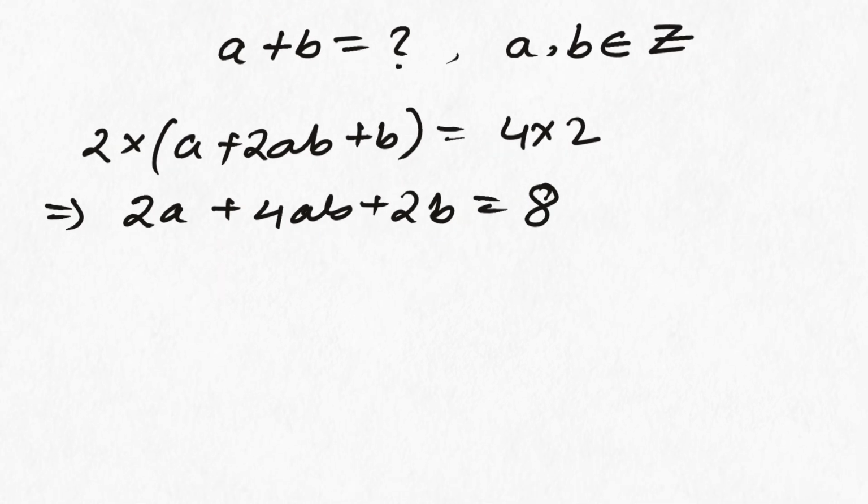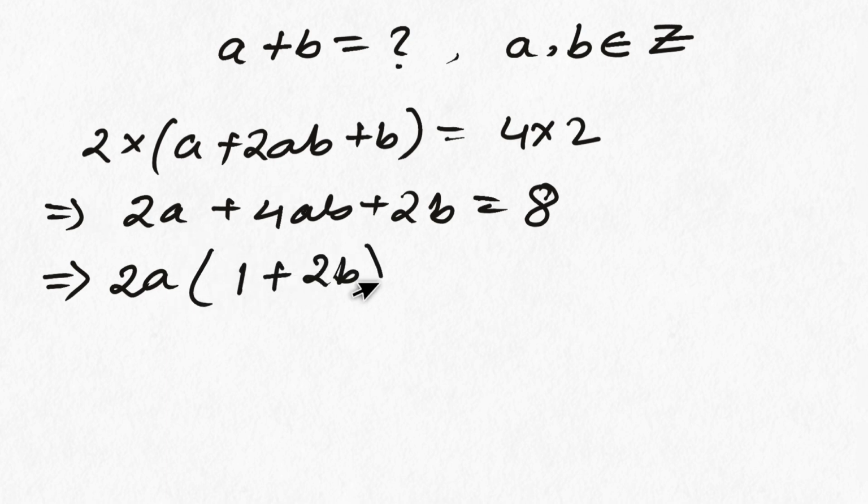Next, we're going to look at just the first two terms, 2a and 4ab. We can factor out a 2a from both of these. Pulling that out, we get 2a times the quantity 1 plus 2b. We bring down our plus 2b and set it all equal to 8.